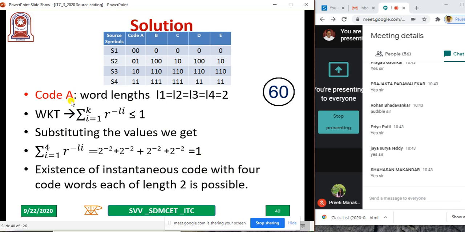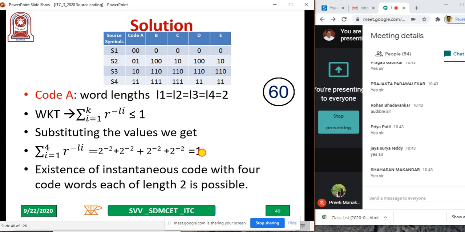So how to find out? See, for code A, you have to find out the word length. How many bits are there? In code A, the number of bits assigned to every symbol is only 2. Hence L1, L2, L3, L4 are all the same, equal to 2. And we know the equation, summation i equal to 1 to k of r raised to minus li is less than or equal to 1. Substituting the values, r equal to 2 because it is binary, 0 and 1 only. I calculated and got equal to 1.